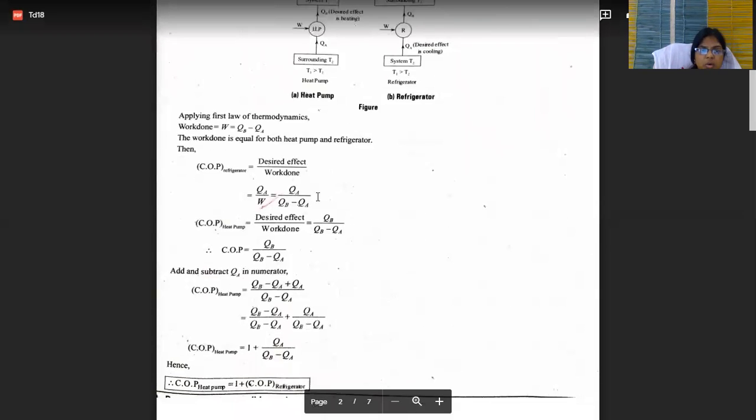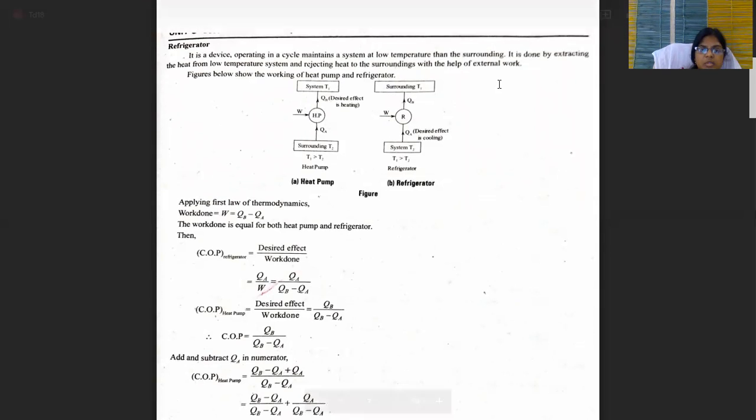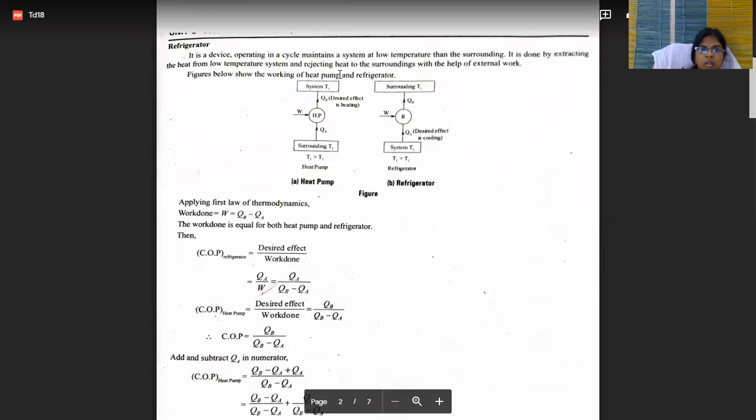And next, what is the COP of heat pump? Here also the same definition: desired effect by work done. What is the desired effect of heat pump? Heat pump is nothing but heating effect. Refrigerator is nothing but cooling effect. Here source is our heating effect. In source, what is the heat supply?